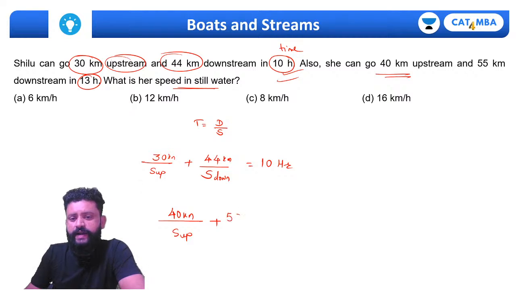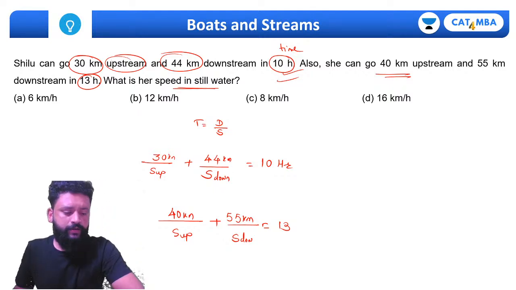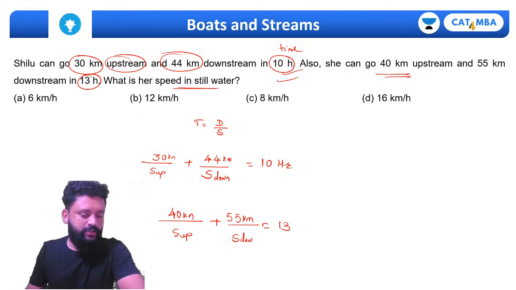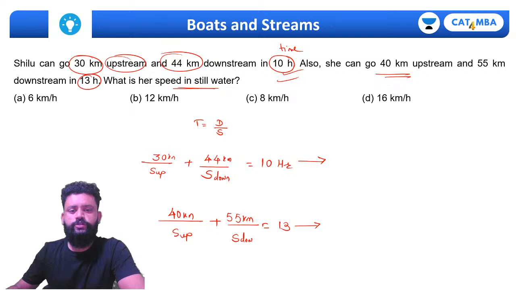Then next, 40 kilometer upstream plus 55 kilometer downstream, and this must be equal to 13. Is there any answer? Anybody who is able to solve, guys, quickly drop in the comment section if you have any answer. Okay, so you can just solve the simultaneous equations 1 and 2.